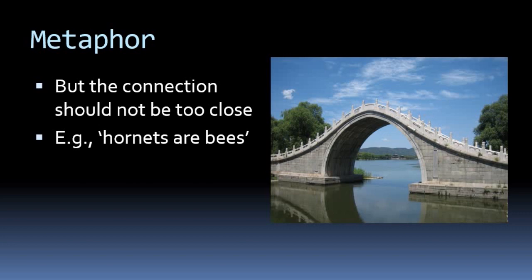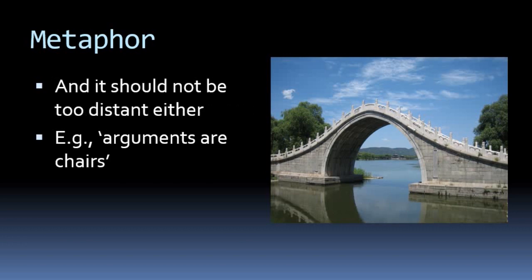Right, so for a good metaphor, you can't have almost identical things. Yeah? They can't be too far away either. Here's a metaphor. Arguments are chairs. And you think, what are you saying exactly here? What's unclear in this case is what transfer I'm asking you to make, right? So in the hornets or bees case, they were too close that you couldn't get an informative transfer. And in this case, they're so far away, it's just radically unclear what I'm asking you to transfer from one to the other.